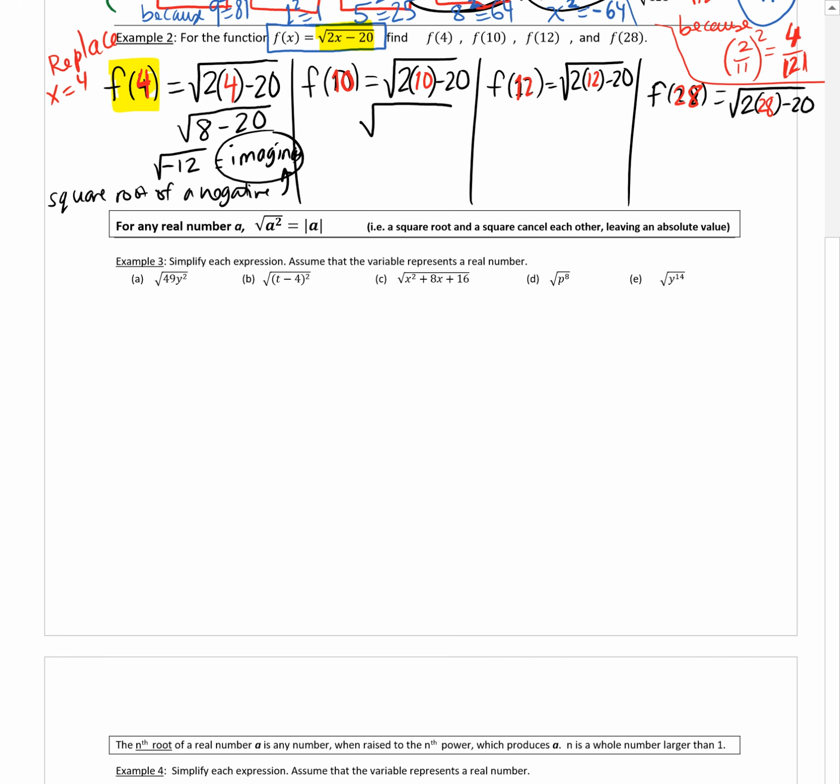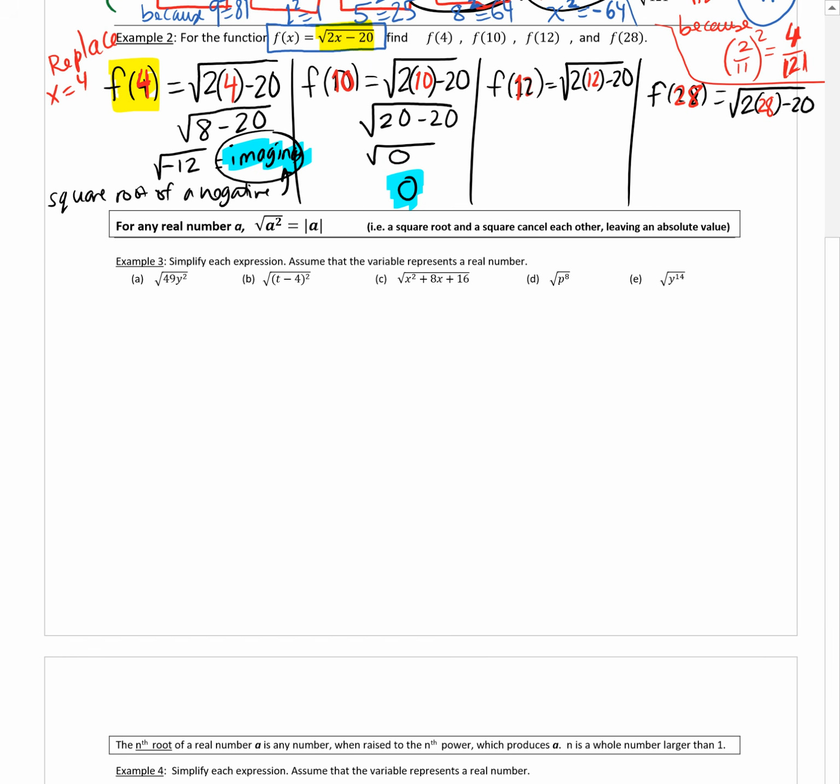Let's try this guy. 2 times 10 is 20, and then we're minusing 20. So it's 20 minus 20, which is 0. Okay, that's kind of interesting. What's the square root of 0? Well, what can you multiply by itself, or what can you square, and get 0? 0, right? Yeah, 0 squared is 0, since 0 times 0 is 0. It's kind of interesting.